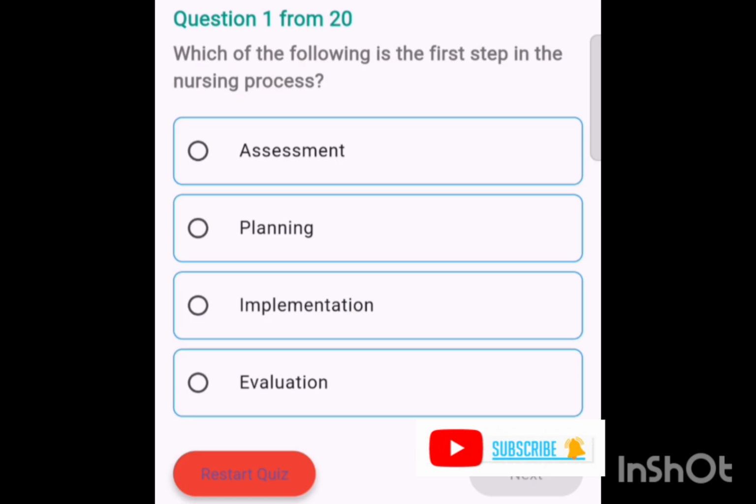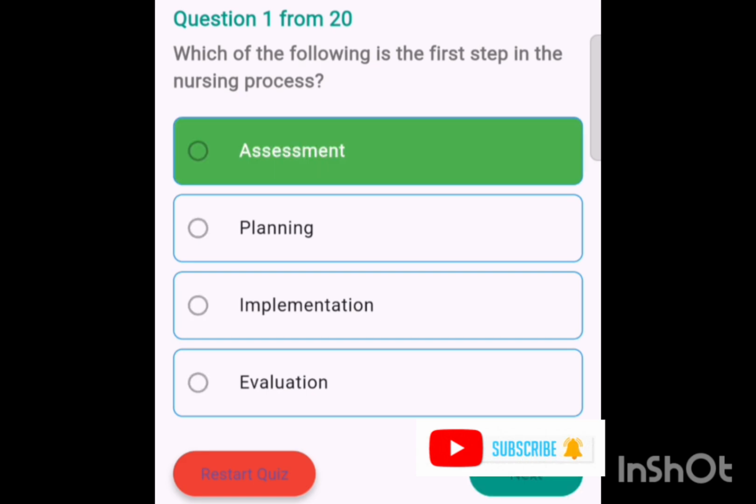Question number one: which of the following is the first step of nursing process? Assessment, planning, implementation, evaluation. The correct option is assessment. Assessment is the first step of nursing process because it is necessary to gather data about the client's condition before planning care.